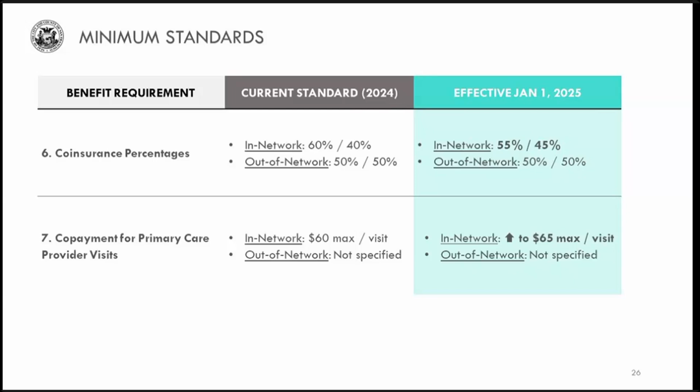Primary care provider visits must be covered, and if a copayment is required, then in-network costs cannot exceed $65 per visit, and this is up from $60 per visit. If coinsurance is provided instead, which is allowed, then it cannot be greater than the coinsurance standard I just went through. Next slide, please.